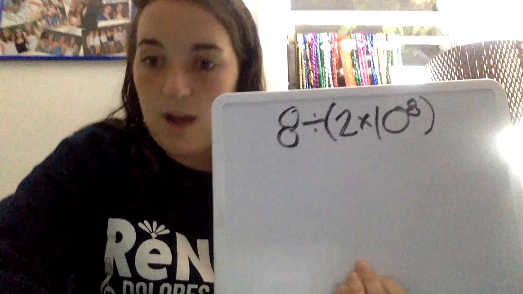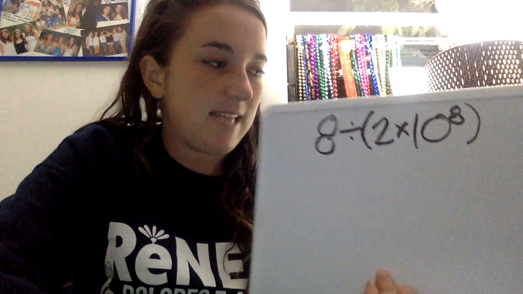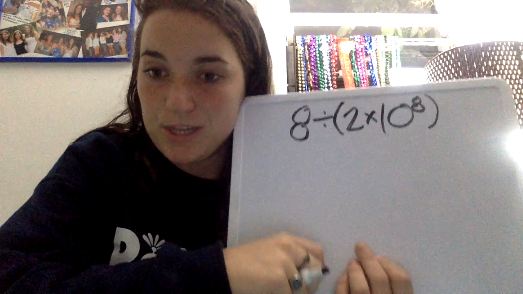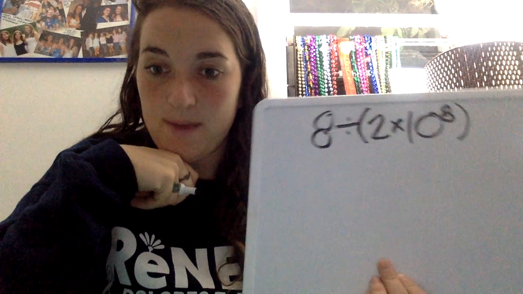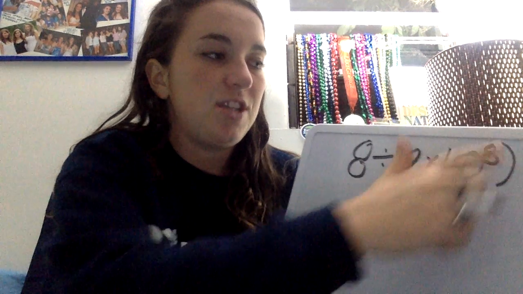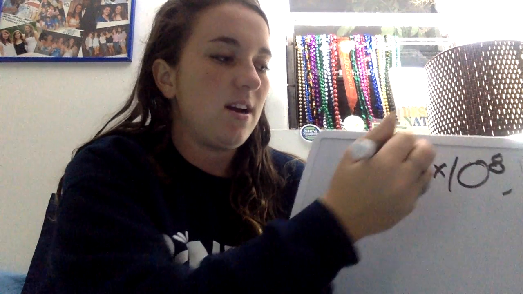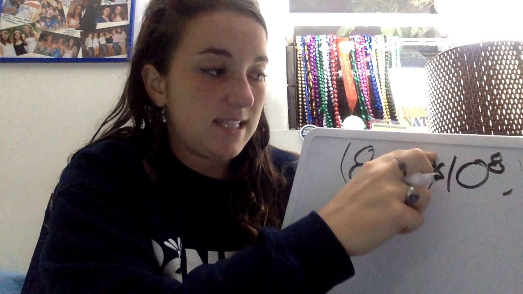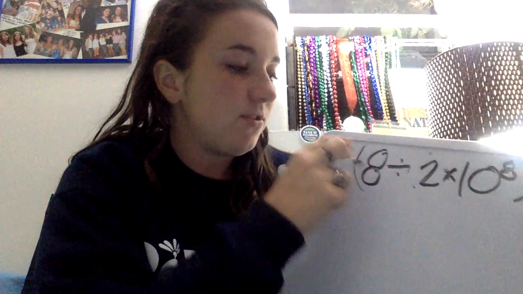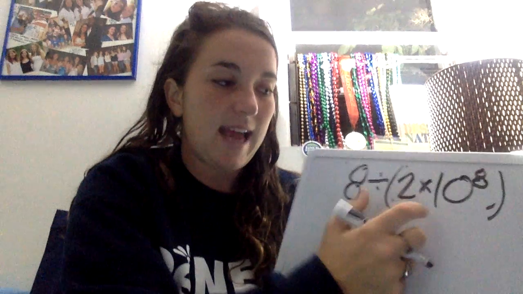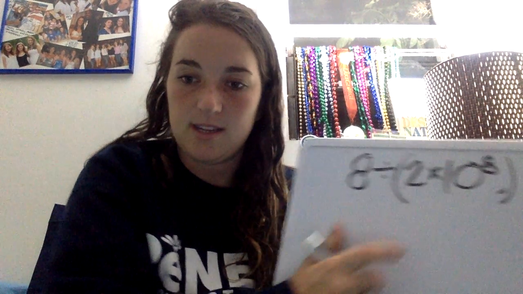All right, for my final problem, I have 8 divided by 2 times 10 to the 8th. When we had all multiplication, I just switched around the parentheses, right? So I changed the order I multiplied in. Can I do that when I have division and multiplication? Can I switch these parentheses to here so that I can do those numbers first? No, I can't, because the associative property of multiplication only applies when it's all multiplication. So I can't switch these parentheses because I have two different types of operations.